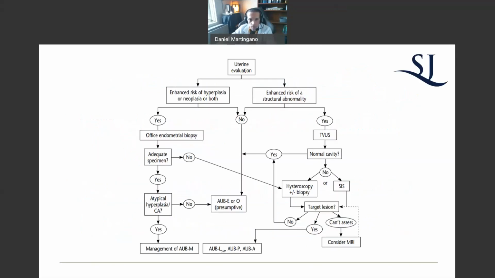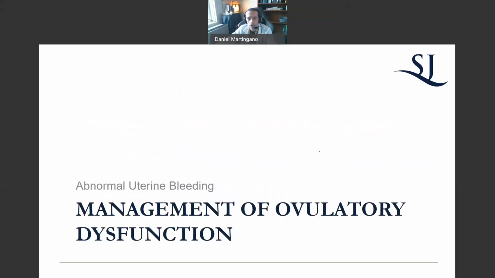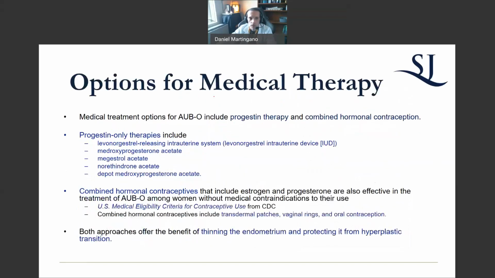This is a flow chart to review the possible steps, but really the bottom line is the same, and this is all what I've described. Some people like pictures better, so you can see it this way. In terms of management, medical therapy is limited to progesterone-only therapy or combined hormonal contraception, meaning estrogen and progesterone.